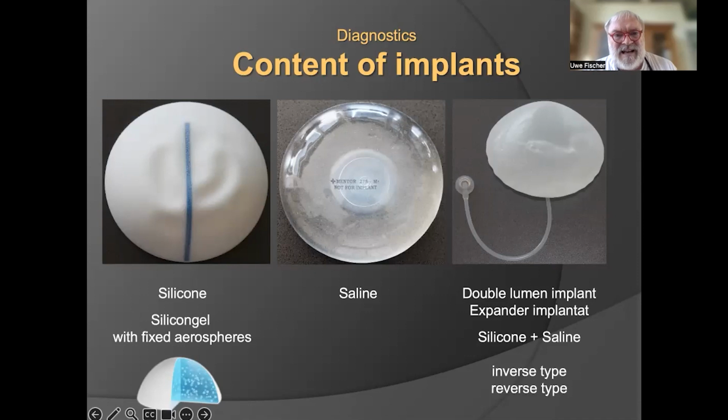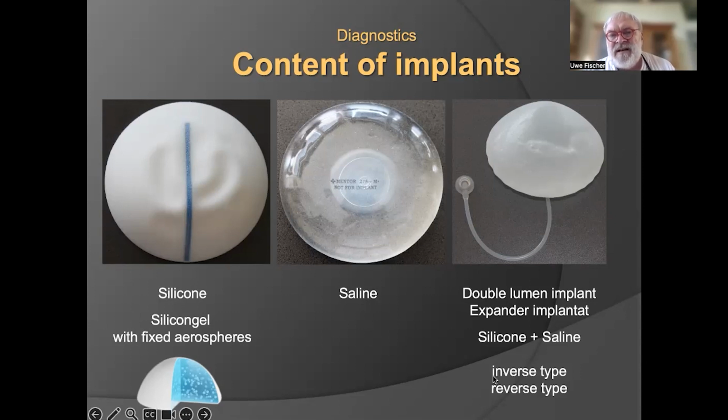In this case, we have an implant filled with saline, round. This is an older type, a round implant filled with saline, and we have also double lumen implants, or very often these are expander implants that can be filled by using this port system. And there are two components within this implant. One aspect is silicone, that's a fixed aspect, and the other aspect is saline, and saline will be filled over this system.